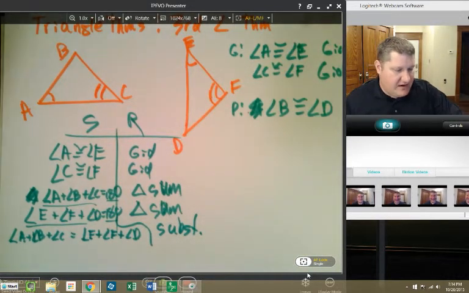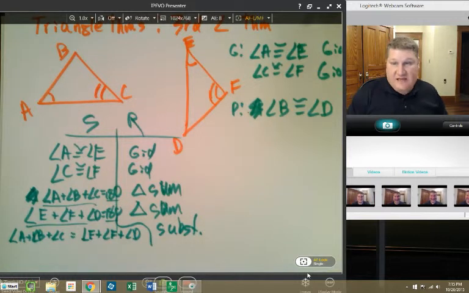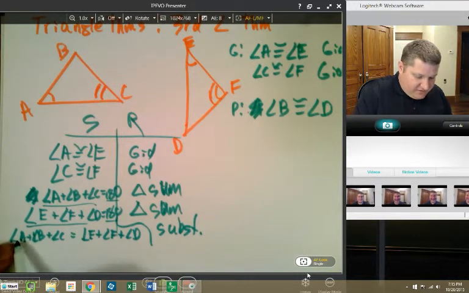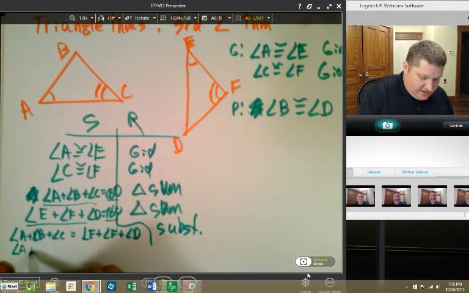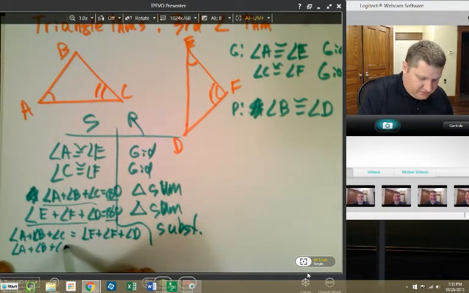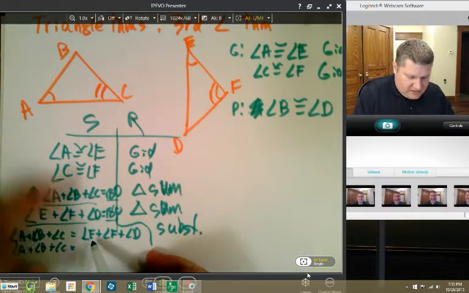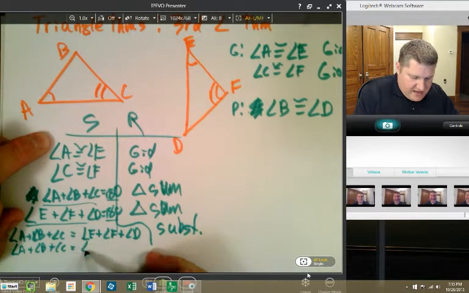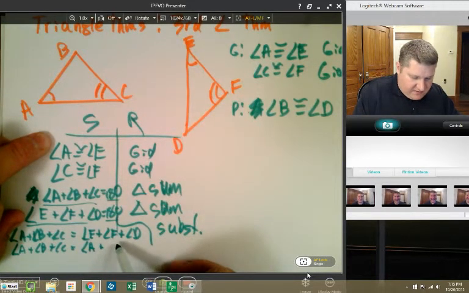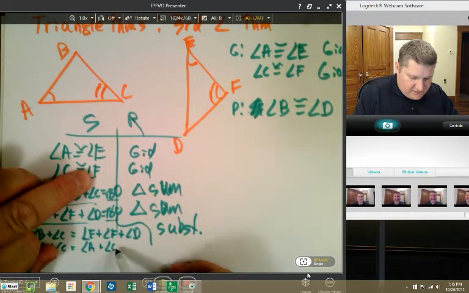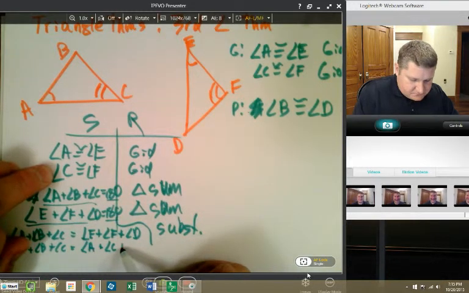You need to be very careful not to assume that certain things are congruent just because they happen to follow one another alphabetically. What I can say is that if angle A goes with angle E, I could say angle A plus angle B plus angle C equals, instead of E, replace it with A. And instead of angle F, replace it with C.